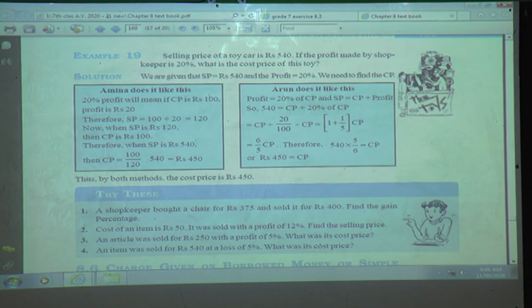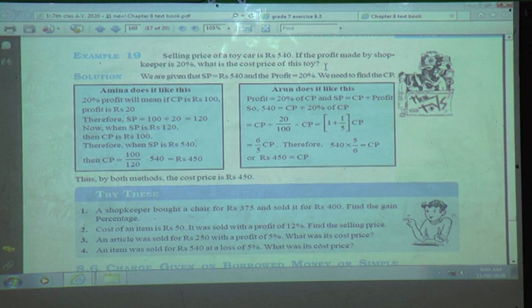Here, the selling price of a toy car is rupees 540. What is the selling price? It means the SP of a toy car is rupees 540. If the shopkeeper is making a profit of 20%, what is the cost price of the toy? What will be the CP of the toy?